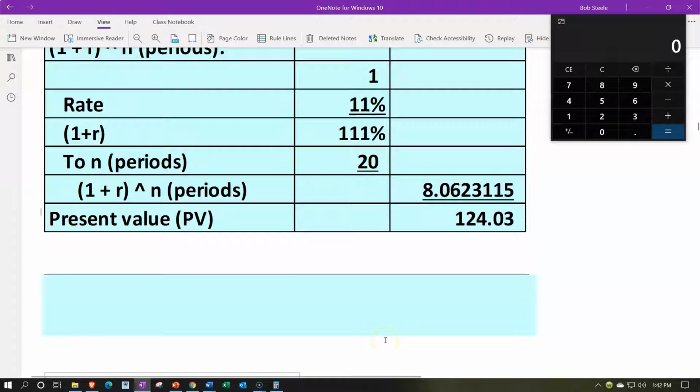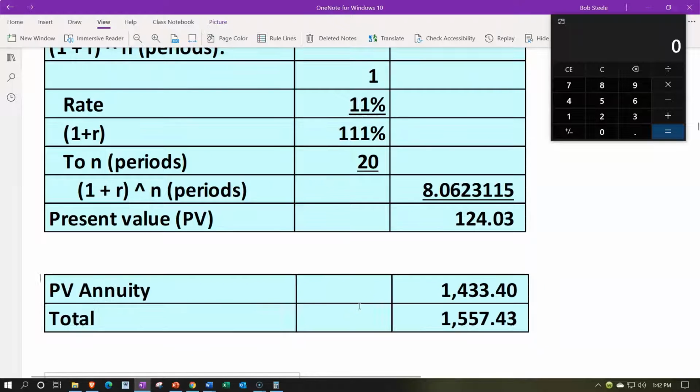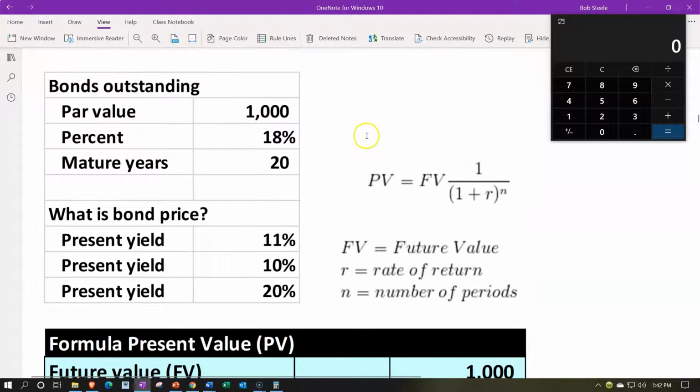That being the value of the 1,000 at the end of the 20 periods. If we add that then to the amount we got last time, the annuity, the 1433.4, we get to 1557.43. That then is the value or the price that we would expect, it being higher than the face amount, due to the fact that the interest rate on the bond is higher than the market rate.